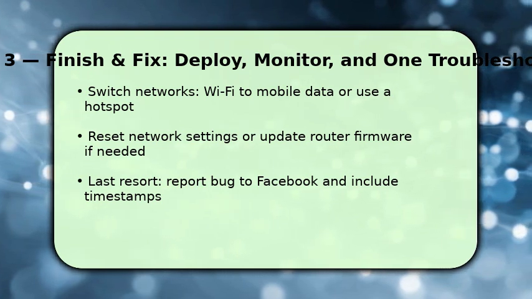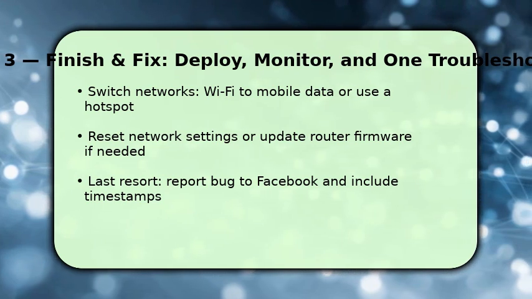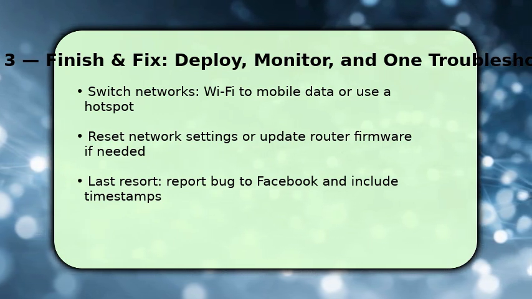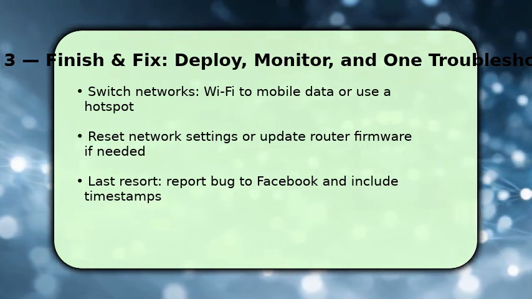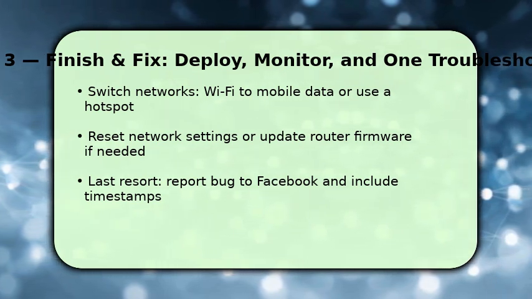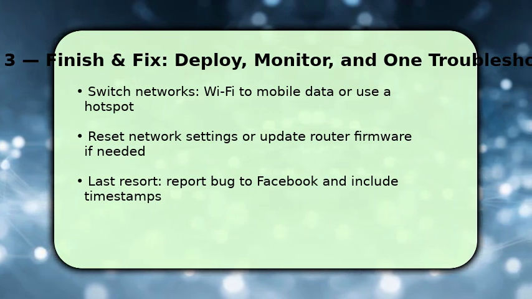Once changes are made, send test messages and watch delivery indicators. Sent, delivered, read. If messages still don't deliver, collect timestamps and screenshots, then report the bug through Facebook's support form. One key troubleshooting tip: check from another account or device to isolate account versus device problems.